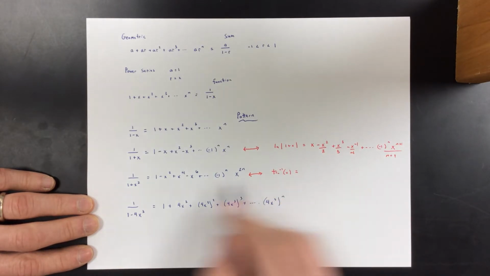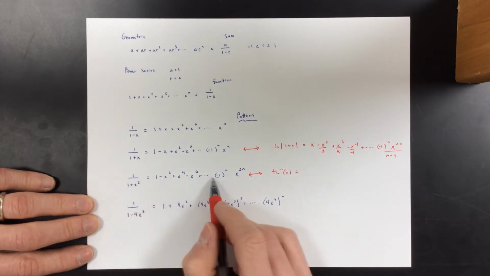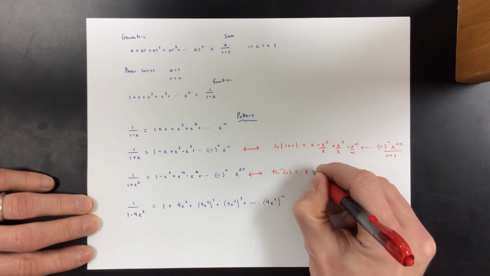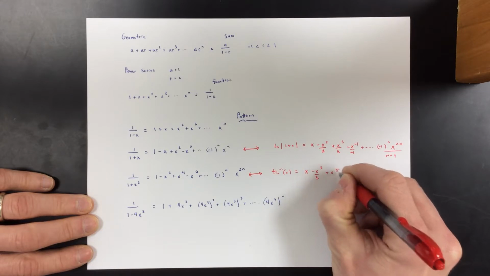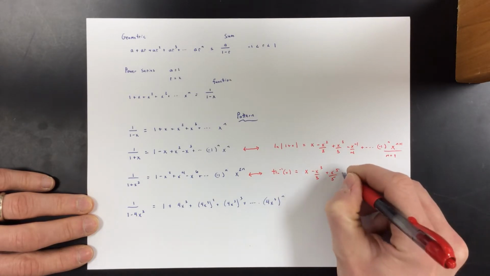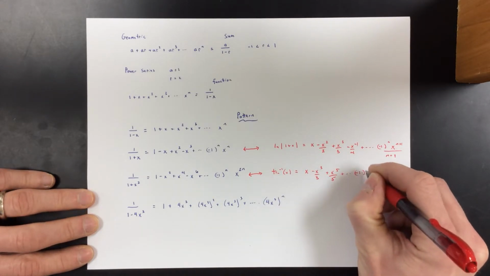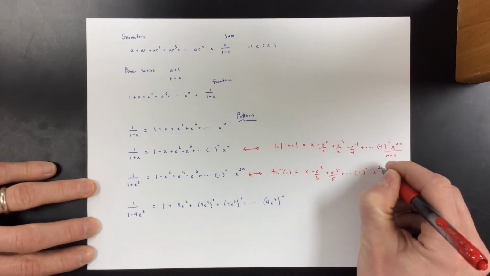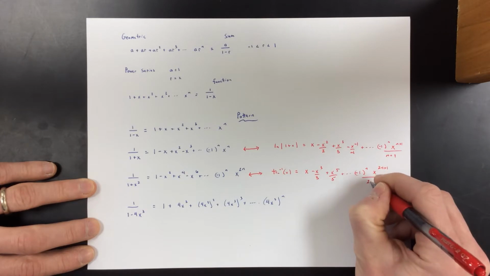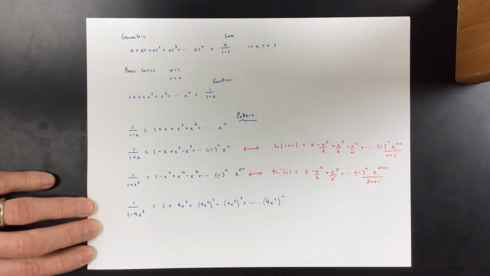So going back to inverse tangent, the integral of this is inverse tangent, and so we just integrate this and we get x minus x cubed over 3 plus x to the 5th over 5, and so on. It's the alternating series, and all we have to do is integrate this: x to the 2n plus 1 divided by 2n plus 1. And so we have all of these patterns, okay?